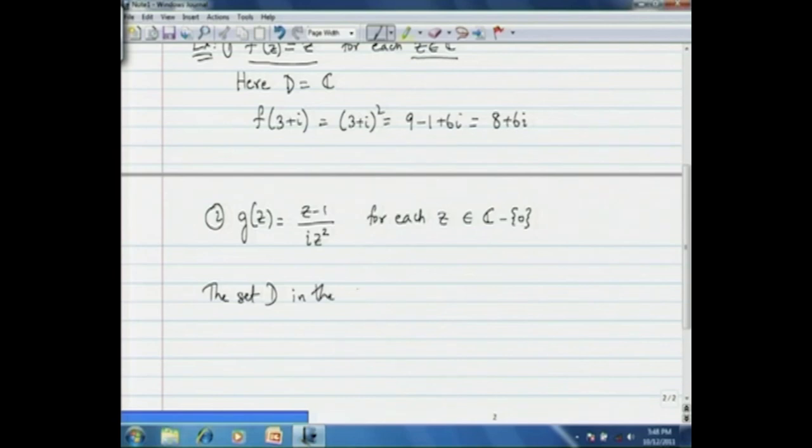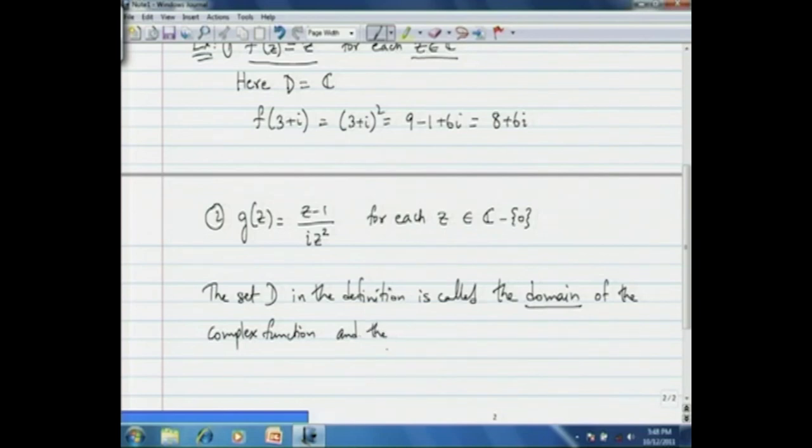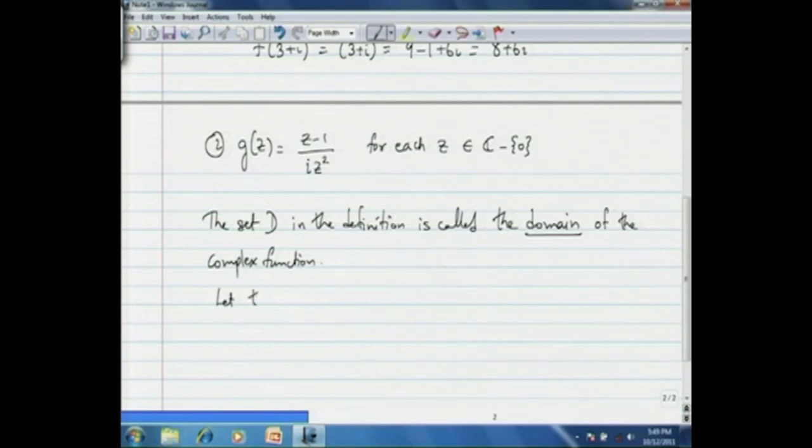Now the set D in the definition is called the domain of the complex function. So before I say this, let me give the function a name. Let the complex function in the definition be denoted by a symbol f, let's say.